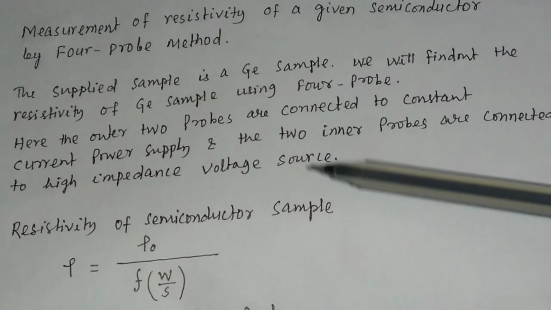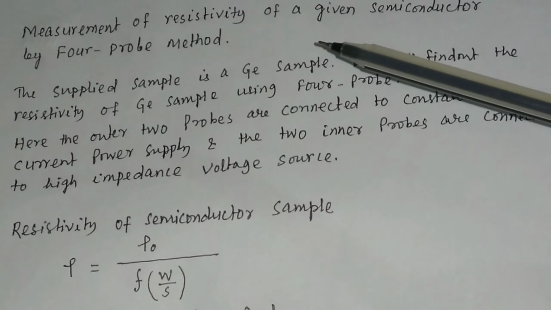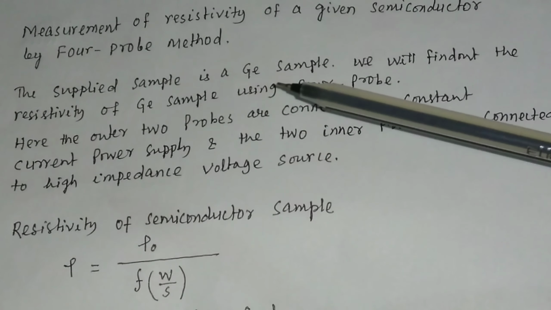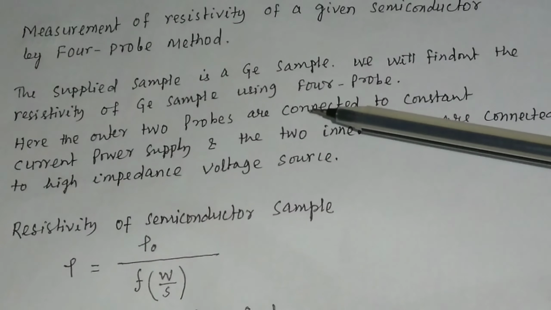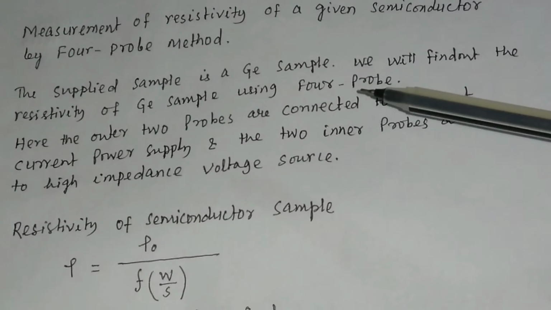In this video, we'll discuss how to measure the resistivity of a given semiconductor by the four probe method. Here, the supplied sample is a germanium sample, and we will find out the resistivity of this germanium sample by using the four probe technique.